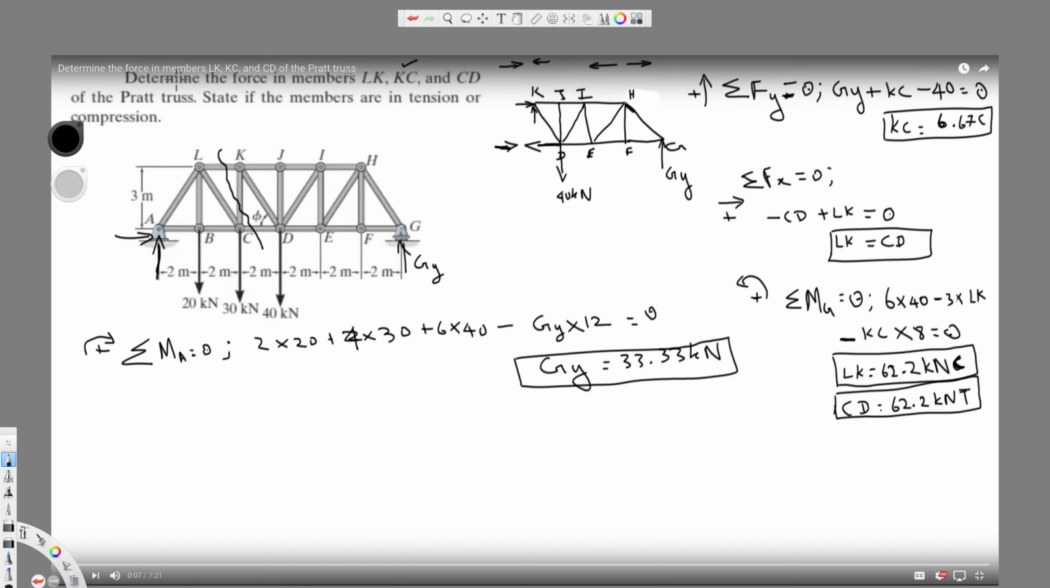So we have found out LK, KC, CD, and that's all we need. State whether the members are in tension or compression, that's all we need.